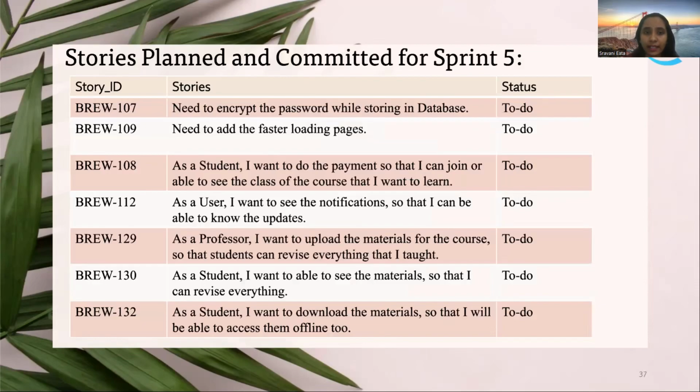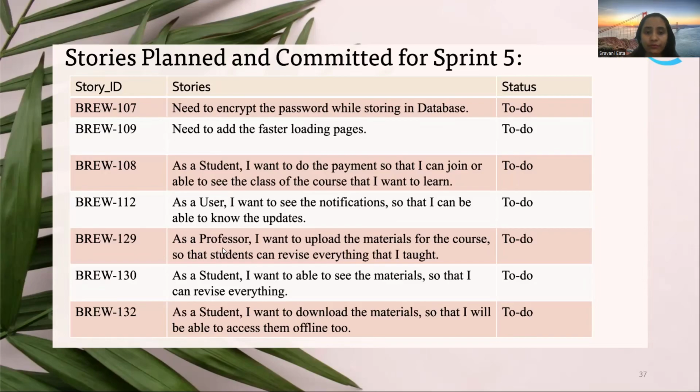The stories planned and committed for the next sprint are, first, we need to encrypt the password while storing it in the database. Second, page loading is happening now, but we want to make it faster. Then, as a student, the user needs to make the payment for the course he has taken. And as a user, he wants to see notifications so that he gets all the updates about the courses he is taking.